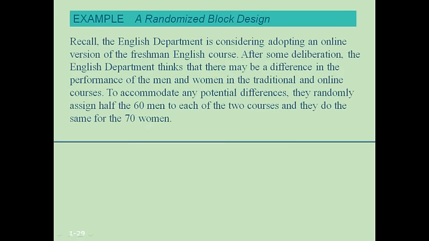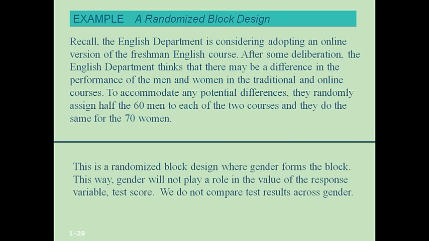So let's look at an example of this type of designed experiment. Here we're going to look again at our English department, who's looking at an online version of their English course. After some deliberation, the department thinks there may be a difference in the performance of the men and women in the traditional and online courses. To accommodate any potential differences, they randomly assign half of the 60 men to each of the 2 courses, and they do the same for the 70 women. So our 2 blocks would be the men and the women. This is a randomized block design.